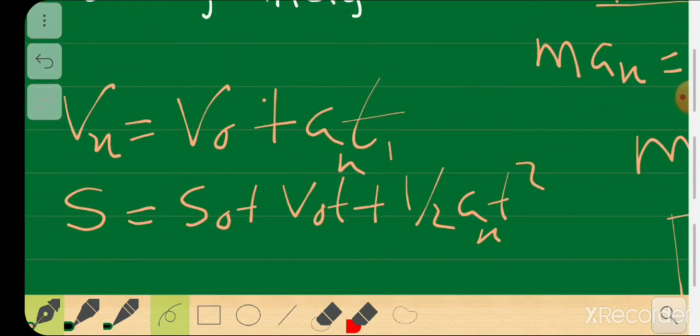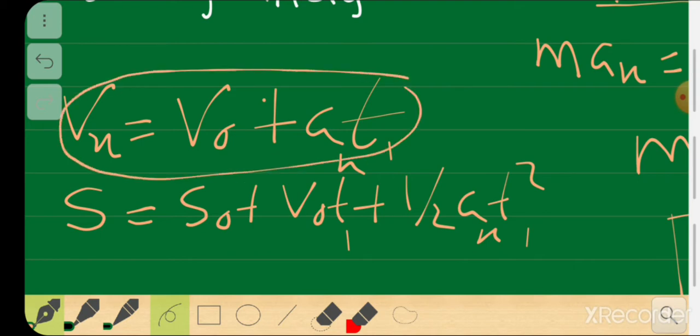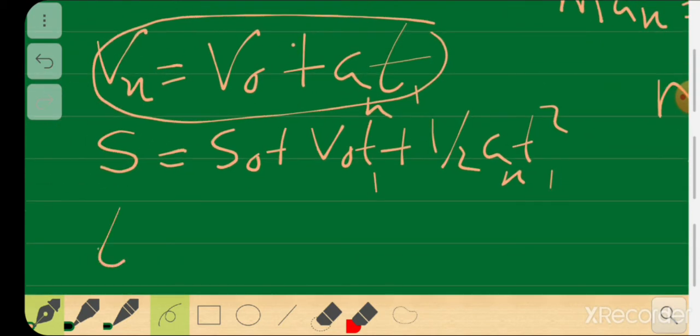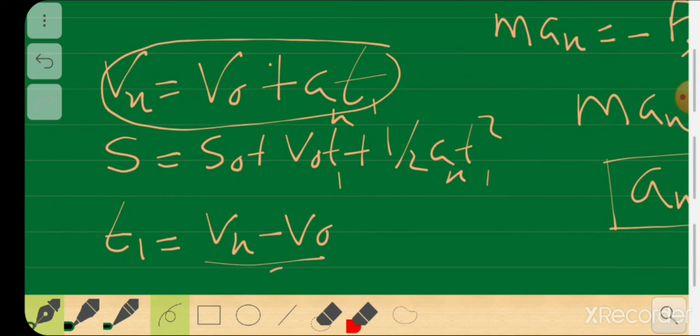Now what I can do is rearrange this equation and find t1. So t1 will be equal to vx minus v0 divided by ax, right? That will be t1. That's easy as it is. So we have found t1. Now substitute that back into this equation of distance.